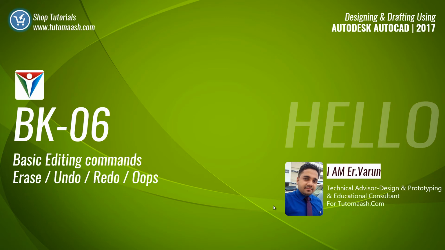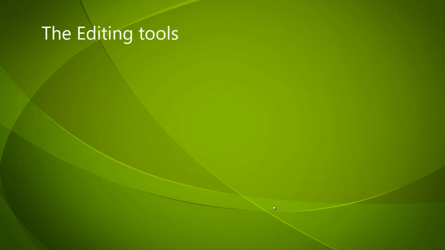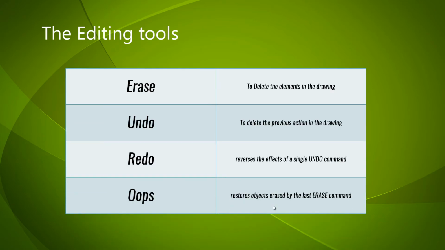In this session, we will be discussing basic editing commands. There are many editing tools in AutoCAD. The basic tools are erase, undo, redo, oops. Erase is a command which is used to delete the elements in a drawing. Undo is used to delete the previous action in the drawing.